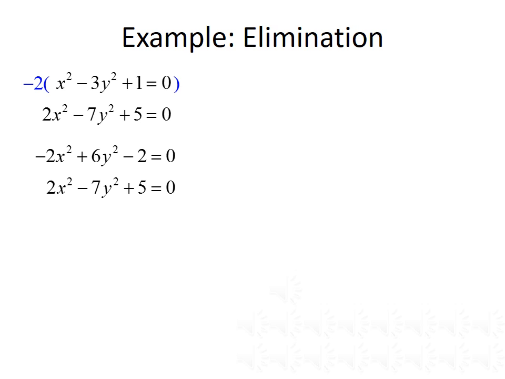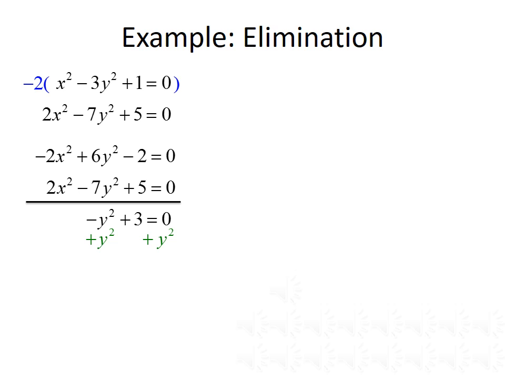So when we multiply the first equation by negative 2, we'll get negative 2x squared plus 6y squared minus 2 equals 0. We'll add the two equations together. Negative 2x squared plus 2x squared cancels out. 6y squared minus 7y squared gives us a negative y squared, and negative 2 plus 5 gives us a positive 3. So we get negative y squared plus 3 equals 0.